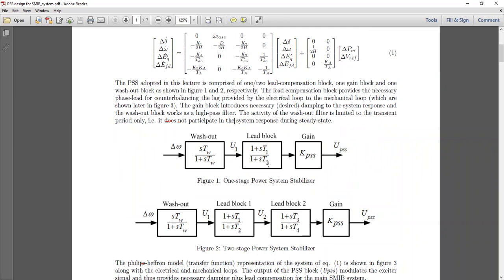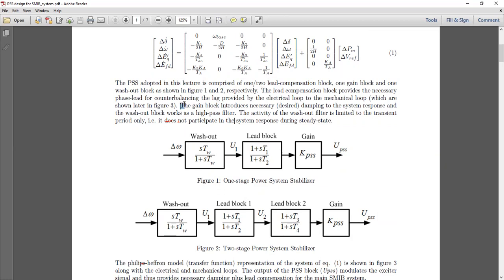T1 should be less than T2 for a lag block. If it is a lead block, then T1 should be greater than T2. That means the same representation could be used either as a lead block or as a lag block. Because we are in need of a lead, we have to ensure that T1 is always greater than T2.